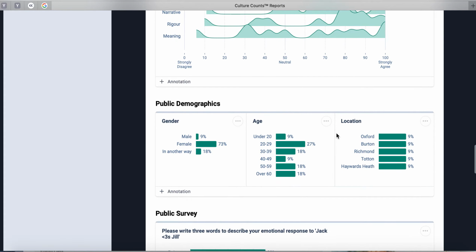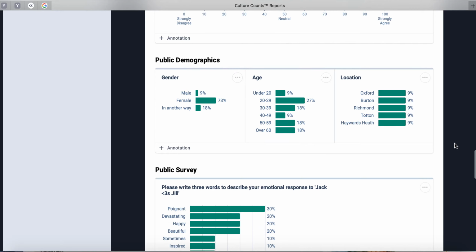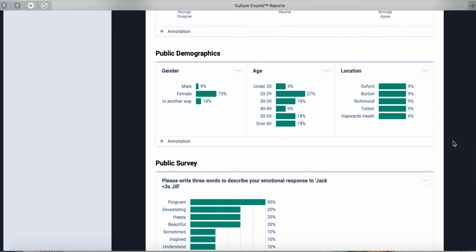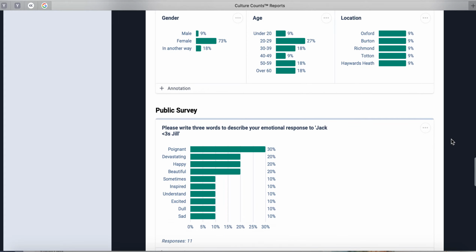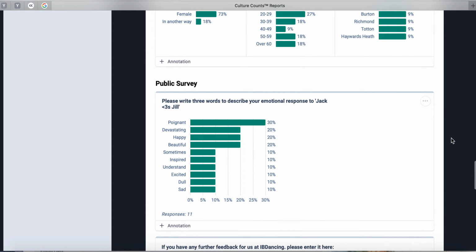And now if we scroll down as well, we are onto the demographics. So we can look at the gender demographics, the age, and the location. And now this is something that you wouldn't have seen before in an insights report. In the new insights reports, your other questions are being pulled through.